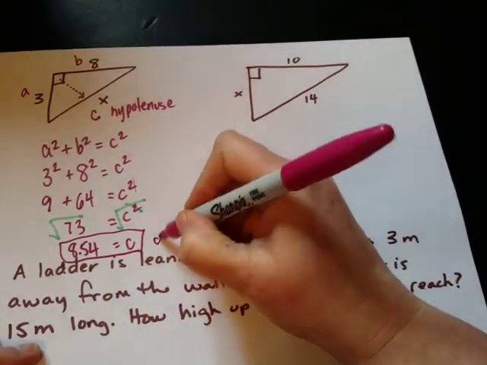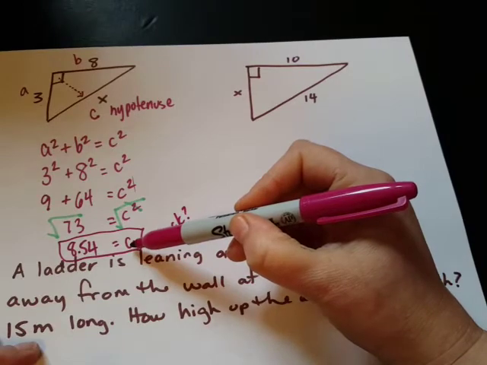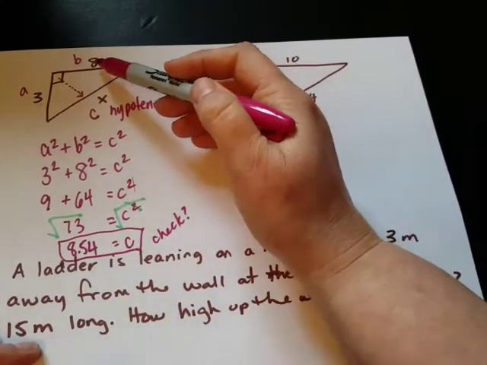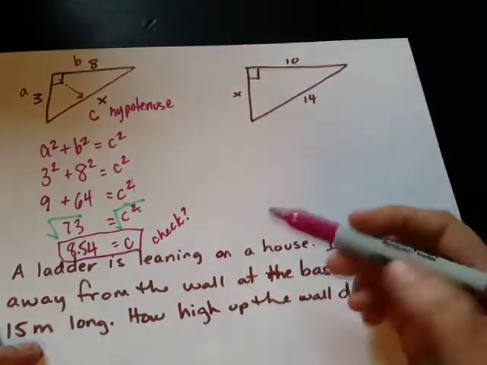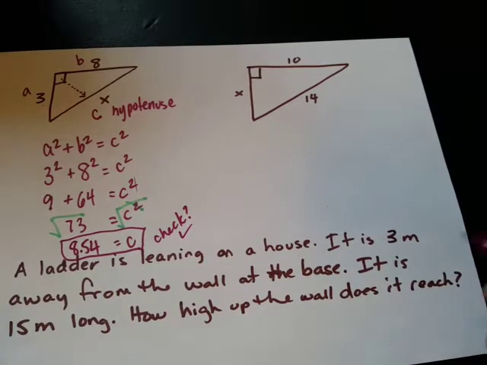And if you want to check, this we found is the hypotenuse. This should be the longest side. So we look at 8.54. Yes, it's bigger than side B, so we're good to go. So that's one way to check your answer.